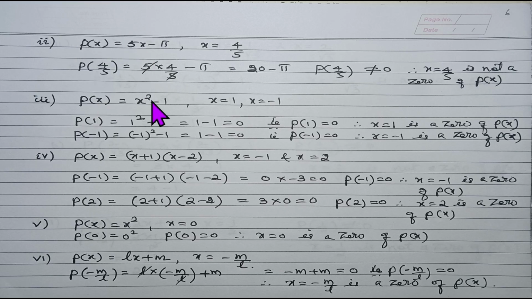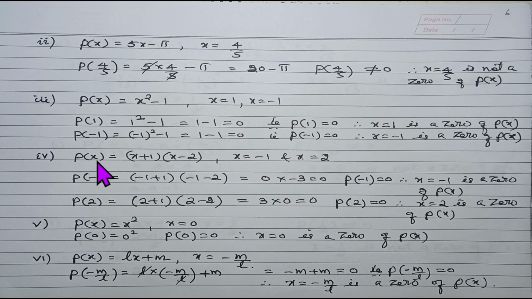Now next one is P of x is equal to x square minus 1. We have to find out whether x is equal to 1 is a 0 and x is equal to minus 1 is a 0 or not. Now find out P of 1 first. Wherever x is there, put 1, 1 square minus 1, so it becomes 0. Therefore x is equal to 1 is the 0 of the polynomial. Take x is equal to minus 1 here. P of minus 1 is minus 1 square minus 1, that is 1 minus 1 again, 0. Therefore x is equal to minus 1 is also the 0 of the given polynomial.